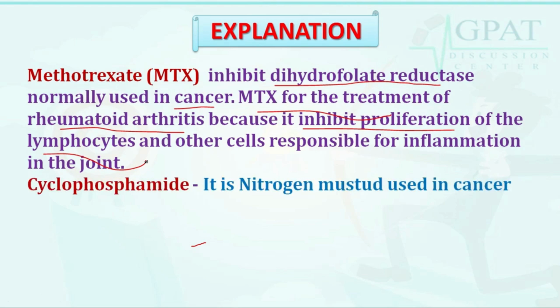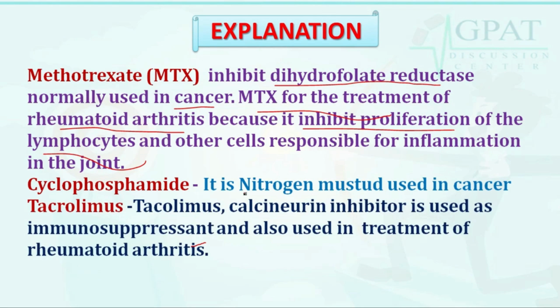Whereas cyclophosphamide is a nitrogen mustard which is used in cancers, and tacrolimus is a calcineurin inhibitor and is used as an immunosuppressant and also used in rheumatoid arthritis. So the correct answer, hence, is methotrexate.